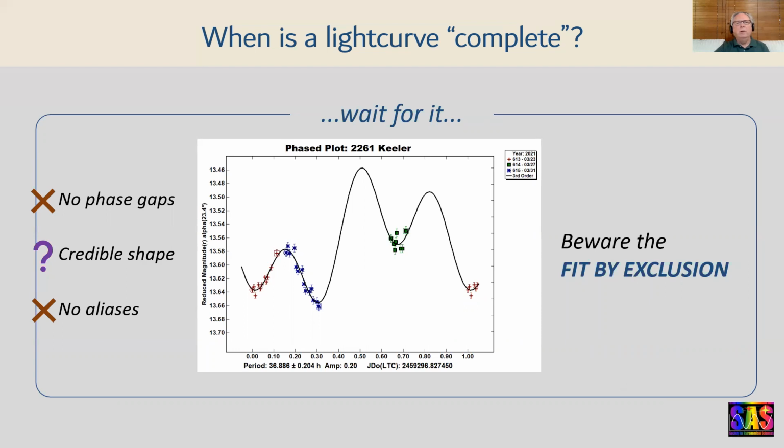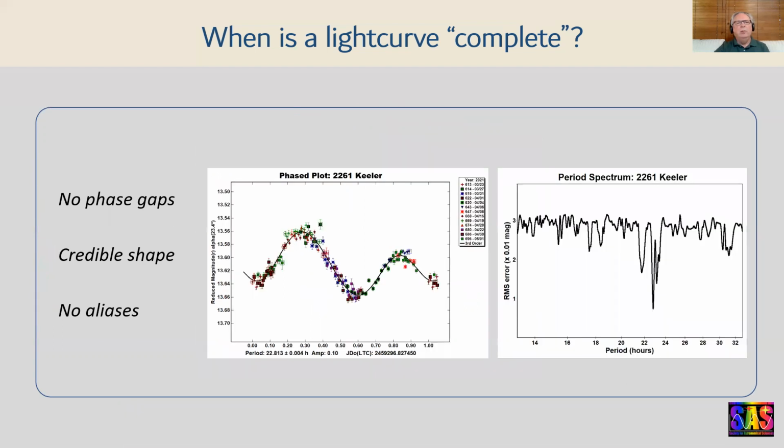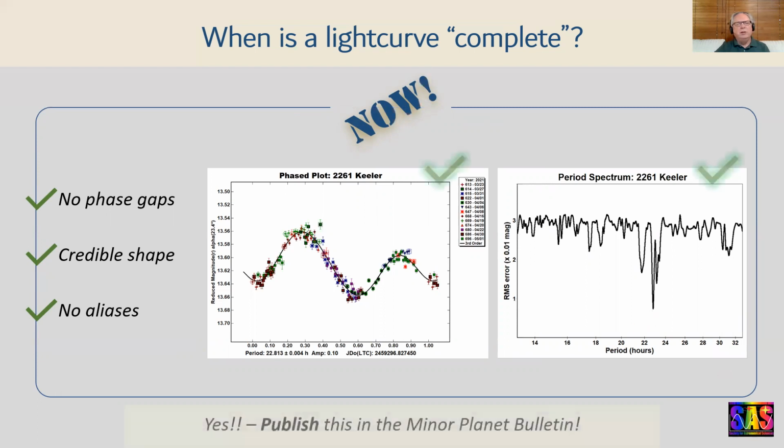Do something different. But this is what you're looking for. A nice, complete light curve, no phase gaps, a credible shape, no aliases, no credible aliases differing in period from this best solution. And you are ready. This one's ready to publish. Congratulations. Do publish it, please, in the Minor Planet Bulletin. So this is the happy ending we all want.